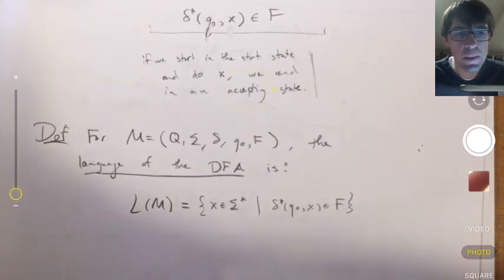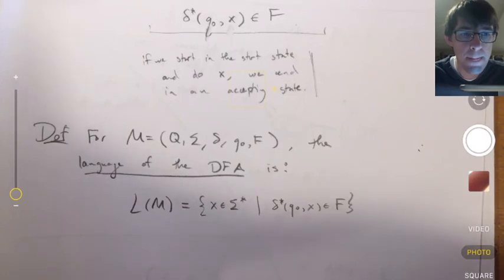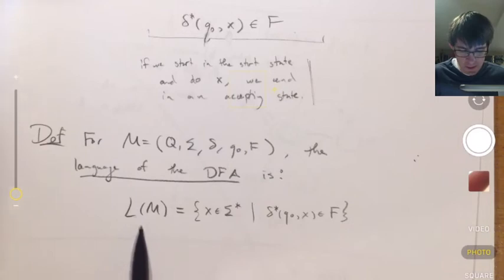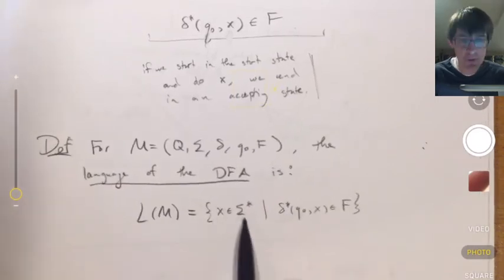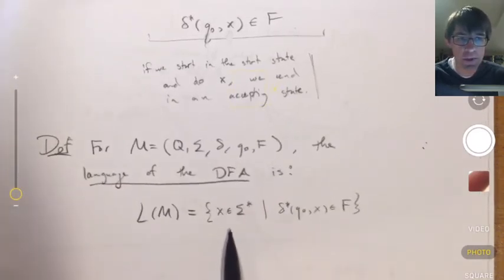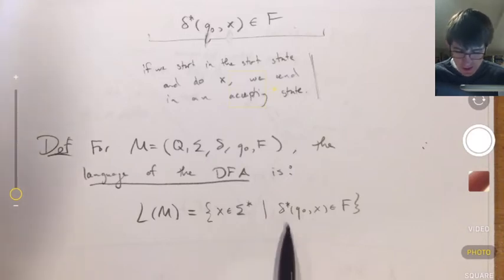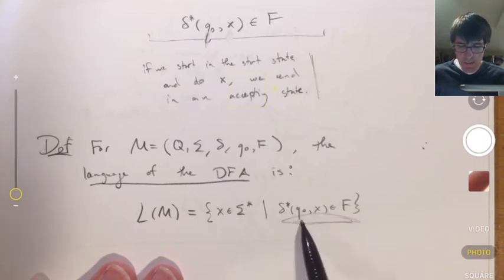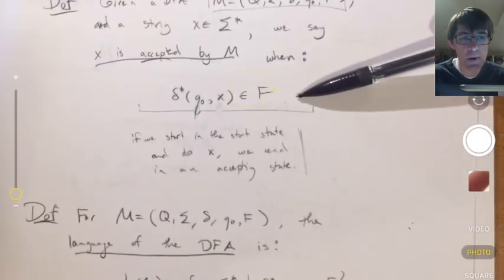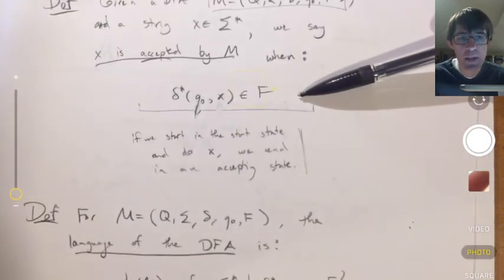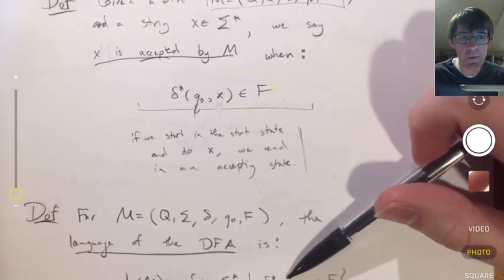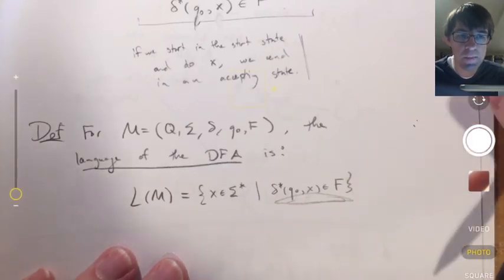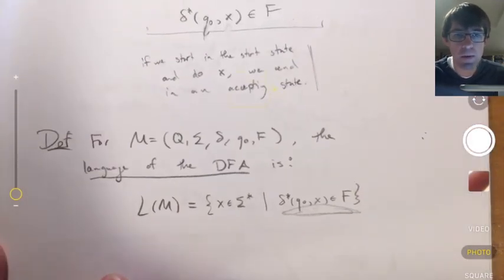Can you say what the whole thing reads when you read it in words? Yeah, so this says the language of the DFA is, first of all, all X's, which are strings, such that, and then this business over here, I just copied the same thing that I wrote up here. That means that if we start in the starting state and we read the string X, then we end in one of the accepting states.